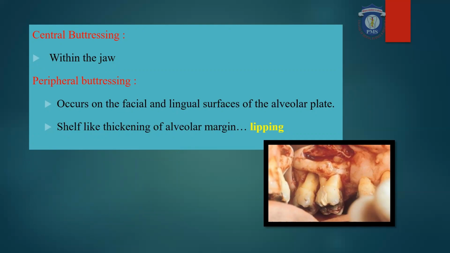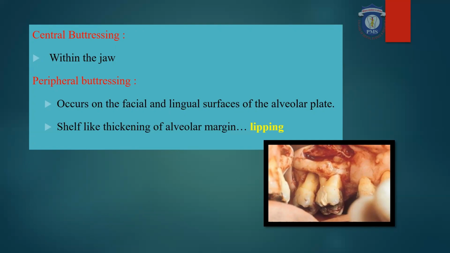So this is what is happening in stage 2 or repair stage. There is an attempt to repair or restore the lost tissue, or to compensate for the lost bone. There will be bone formation. That type of bone formation is known as buttressing bone formation.